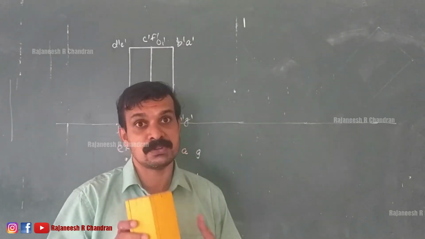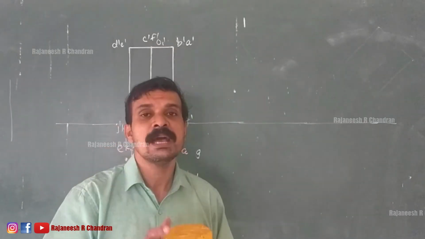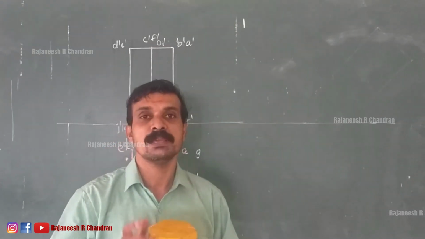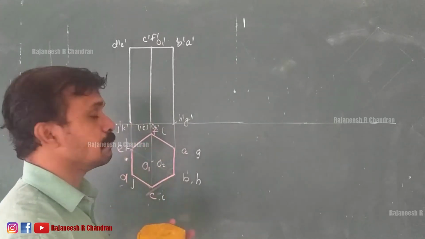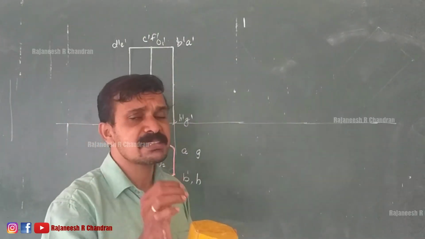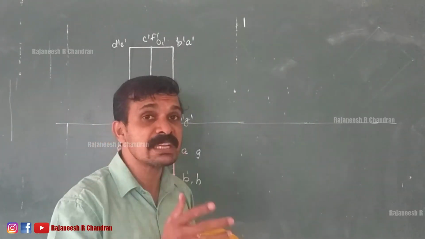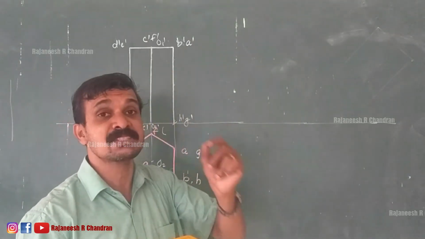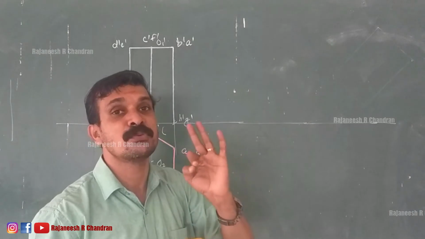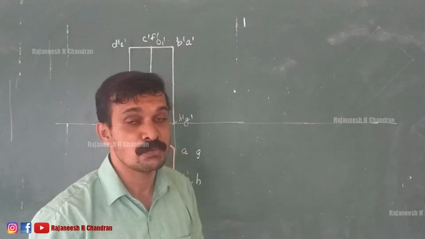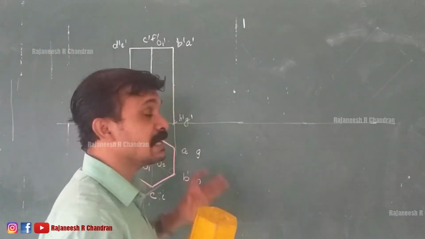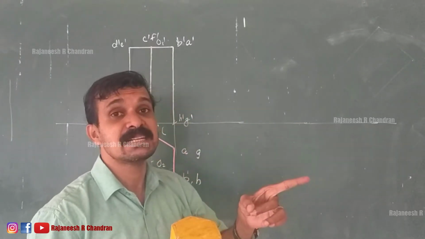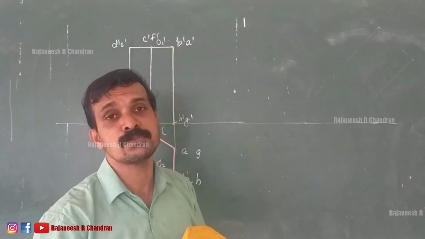So we know that the first inclination should be given with the HP and the second inclination should be given with the VP. Now we have completed the symbol position, and next what we have to do is we have to incline or tilt the hexagonal prism, the axis of the hexagonal prism at an inclination of 45 degree with the HP, right? So we have to tilt this image with the axis of this prism at an inclination of 45 degree.